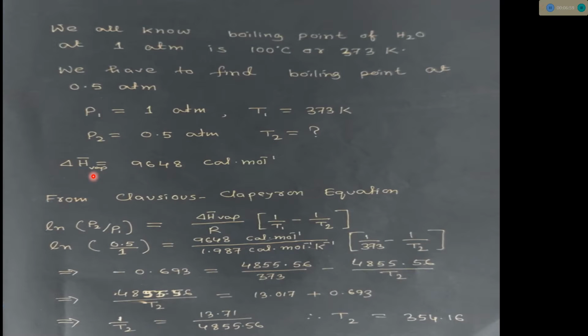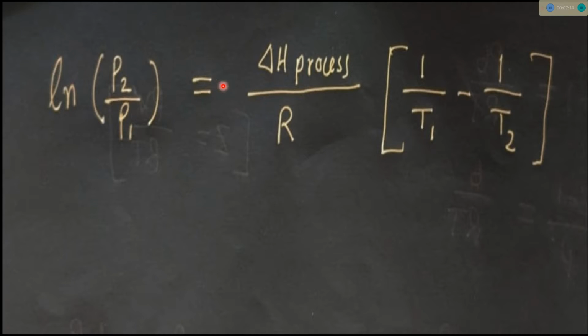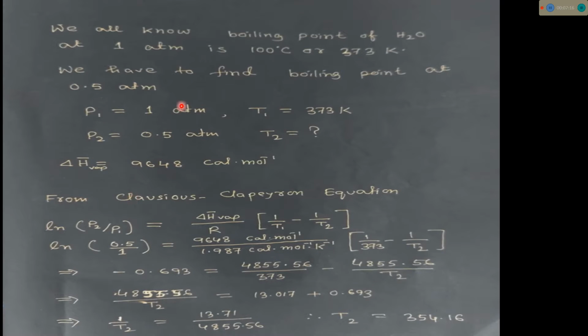ΔH is the vaporization, that is, the molar enthalpy of vaporization, given as 9648 calorie per mole. So from the Clausius-Clapeyron equation, this is the Clausius-Clapeyron equation. In this case we are considering the boiling point of water, meaning the liquid and gaseous phases of water. That's why we have to write ΔH vaporization, not sublimation. If there is a two-phase equilibrium of solid and gaseous, then that is called sublimation.